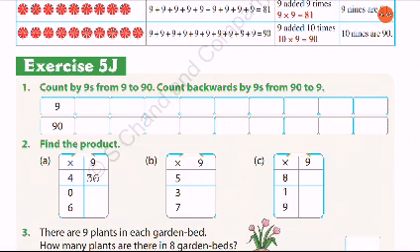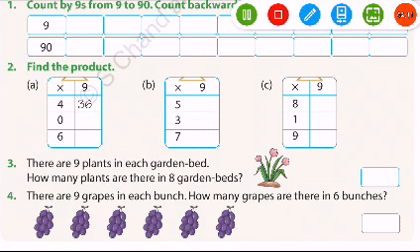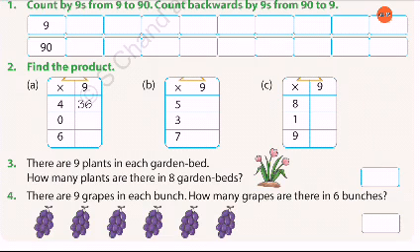Now next, question number 2. Find the product. In this question you have to multiply 9 by the given number. This question you have done in the previous exercise also. Same here, we have to multiply 9 by the given numbers 4, 0 and 6.